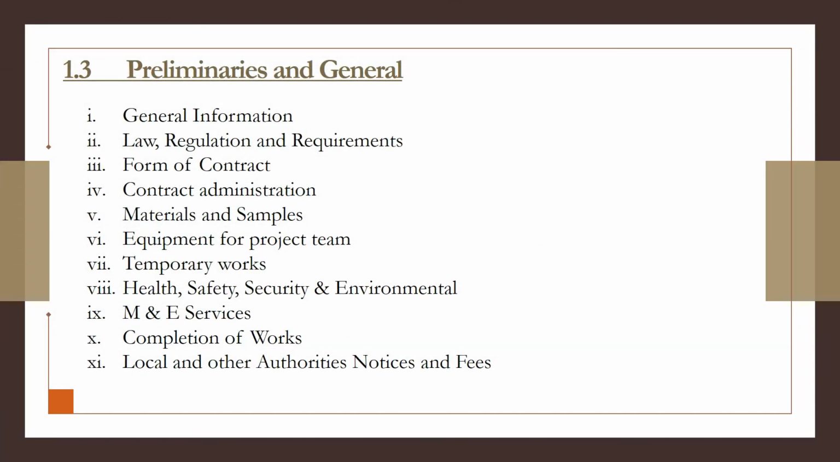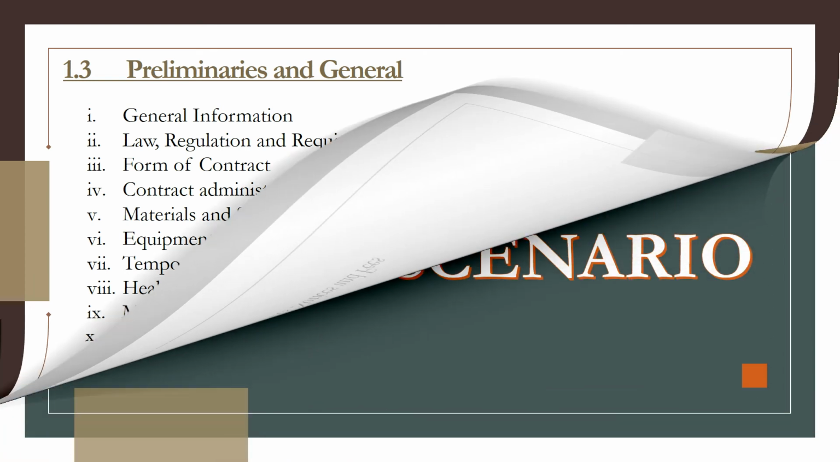Under preliminaries in general, there shall be 11 sections. The first one shall be general information. The second, law, regulation, and requirements. Third, form of contract. Fourth, contract administration. Fifth, materials and samples. Sixth, equipment for project team. 7. Temporary works. 8. Health, safety, security, and environmental. 9. M&E services. 10. Completion of works. And the last one shall be local and other authorities' notices and fees.